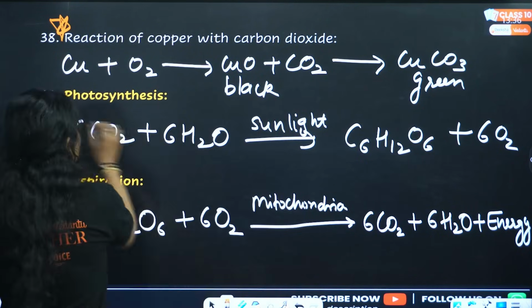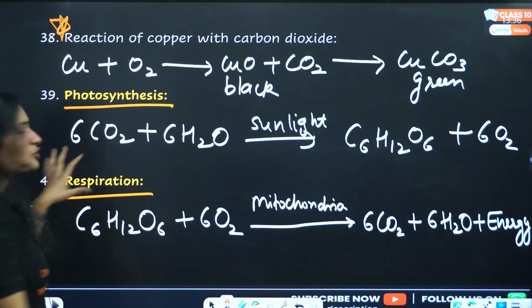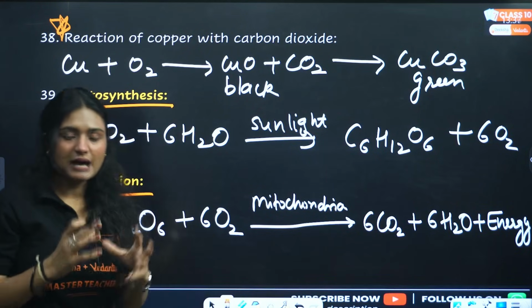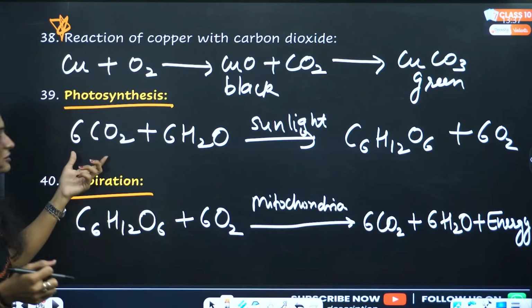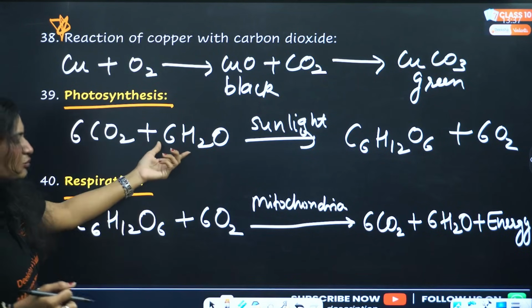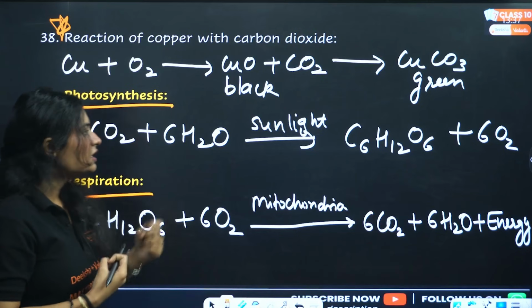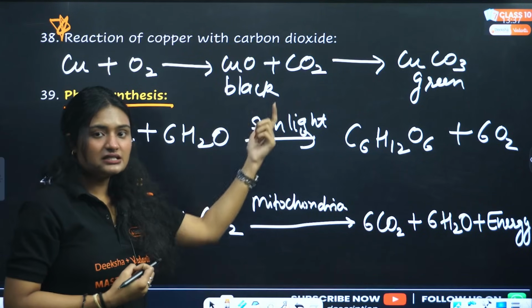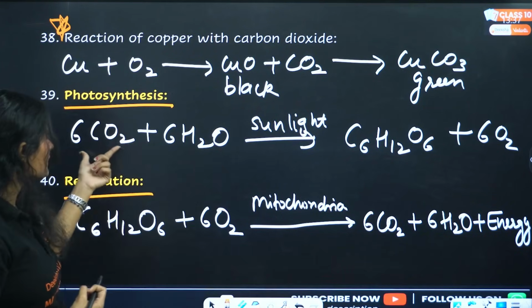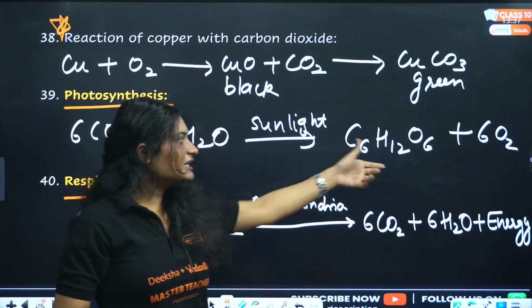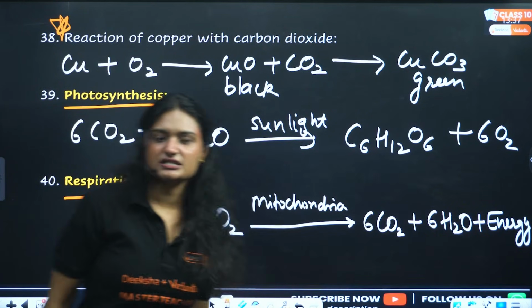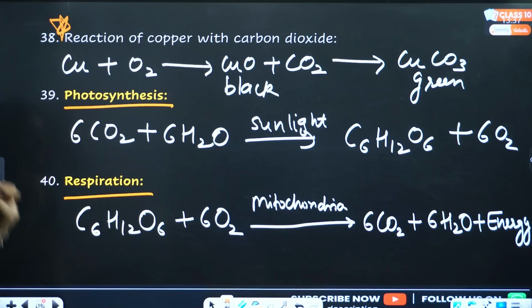Next is photosynthesis and respiration. Photosynthesis is what happens in our plants, right? They prepare their food by photosynthesis. So carbon dioxide they take from the environment, and water they take from the roots, and then they have sunlight, right? It is an endothermic process. So they take carbon dioxide and water in presence of sunlight. Chlorophyll is also there. We get glucose plus oxygen gas released. That is photosynthesis, an endothermic process.